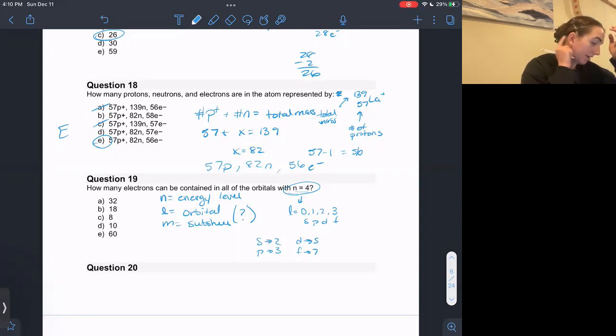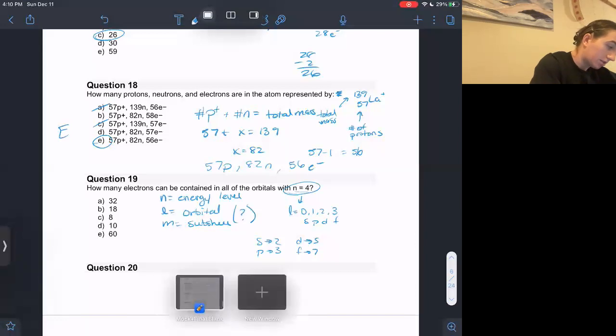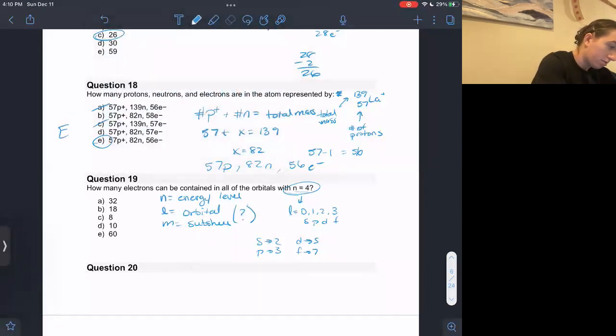And so I know that I can have not 1, not 2, but this can be 1, 3, 5, or 7. And then each of those orbitals within the subshell. So maybe I flip these, whatever. But the s can only hold 2 electrons because there's only 1 orbital. So I know I can have 2 plus 6 plus 10 plus 14, which is going to be 32 electrons. Okay, I think that is correct.